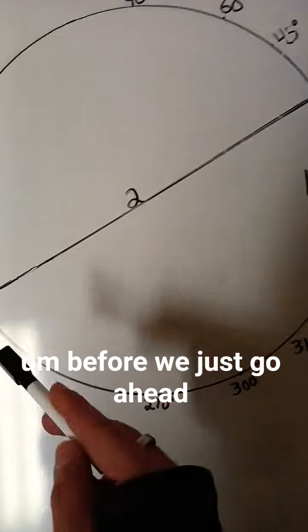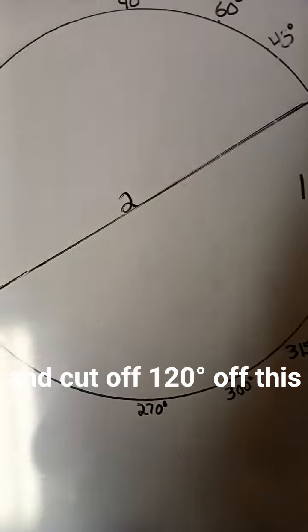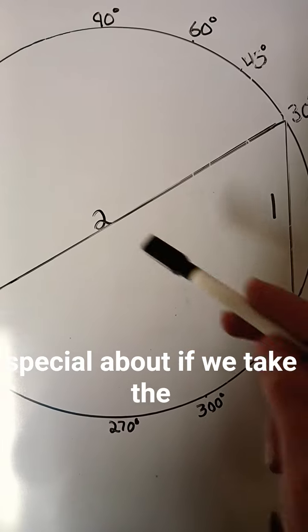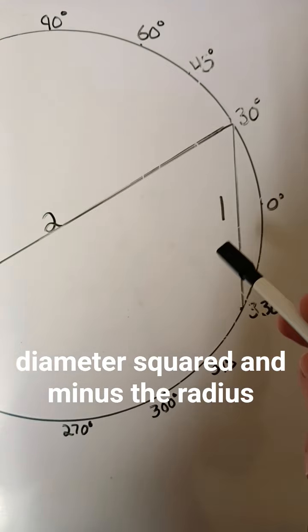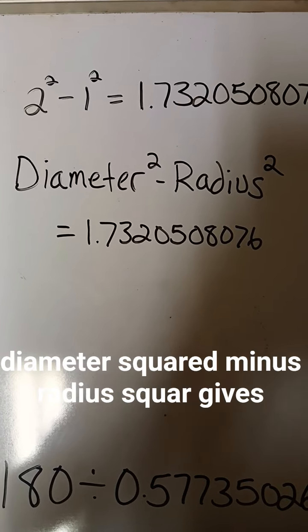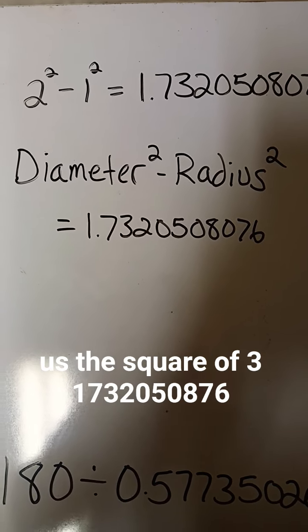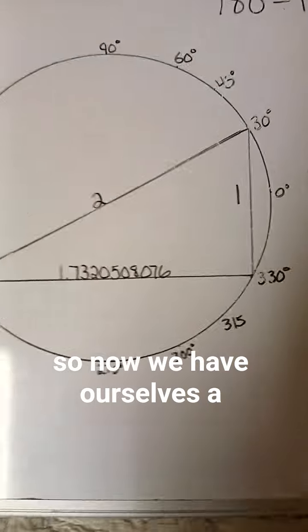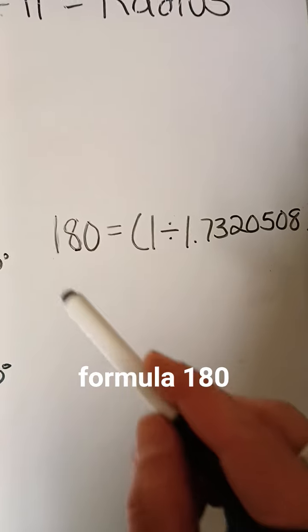But before we just go ahead and cut off 120 degrees off this circle, let's see if there's anything special about if we take the diameter squared and minus the radius squared. See what that gets us. Diameter squared minus radius squared gives us the square root of 3, 1.732050876. So now we have ourselves a formula.